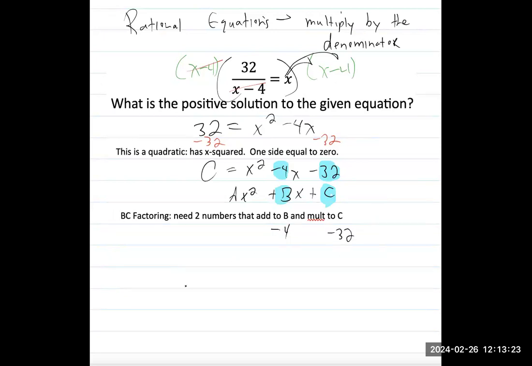So what two numbers would do that? Let's start by breaking 32 down to all of its factors. It divides by 1. It divides by 2. It doesn't divide by 3, but it does divide by 4.